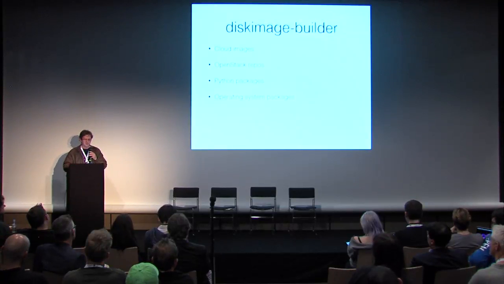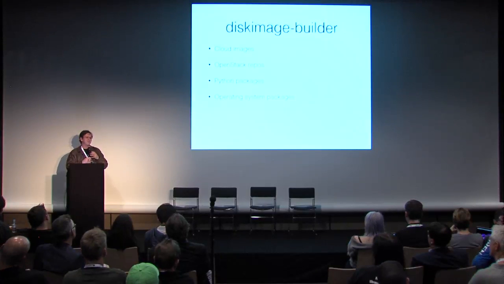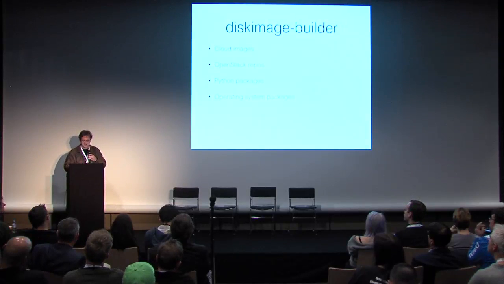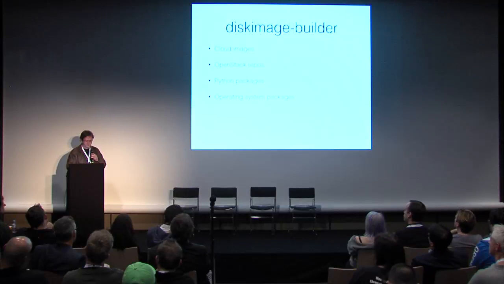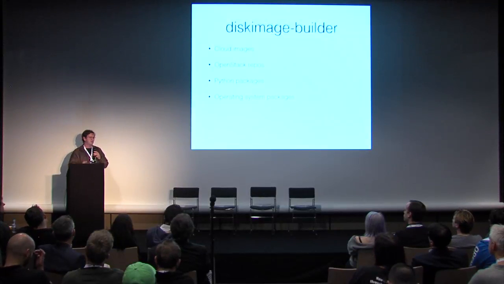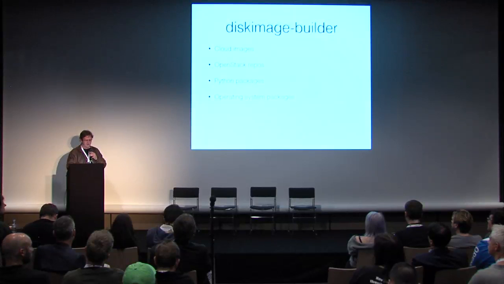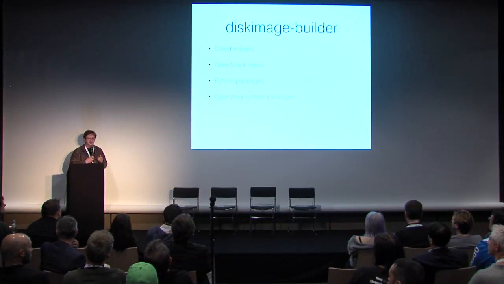So you're installing a bunch of Python packages. Usually you want, say, Apache or MySQL or something, so you'll be installing operating system packages. It's all a bunch of stuff that needs to be downloaded. So what can you do to minimize how much Disk Image Builder is pulling down from the cloud? Well, the good news is it's mostly done by Disk Image Builder itself.